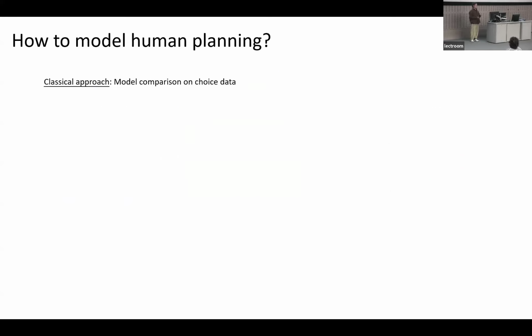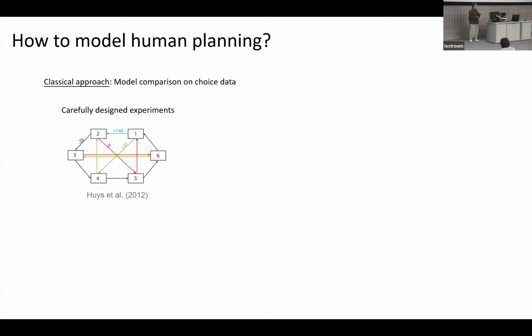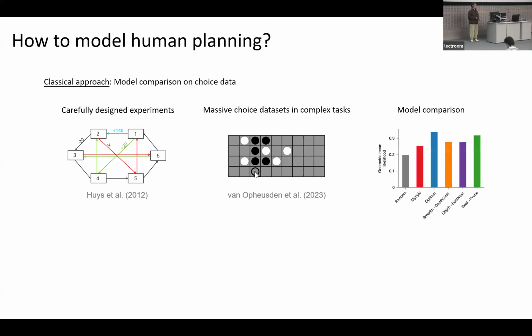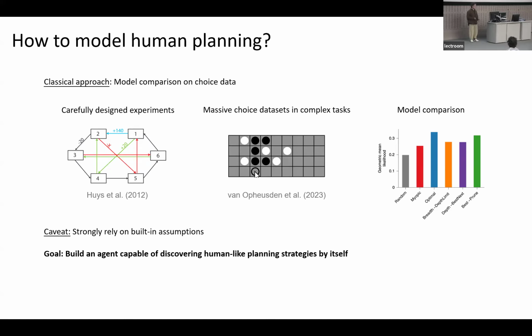The classical approach to this problem is to model human planning using choice data. Usually we have a carefully designed task, or we collect massive data sets in complex tasks. Either way, we define a series of computational models, feed them to the choice data, and do a model comparison to see which model better describes the data. This approach is generally effective, but it strongly relies on the assumptions we build into the model. And in many cases, there exist certain models that can better describe the data, but are just not considered.